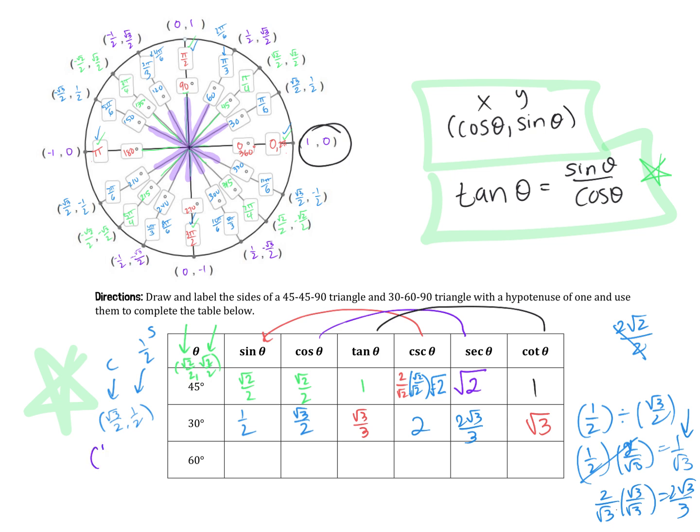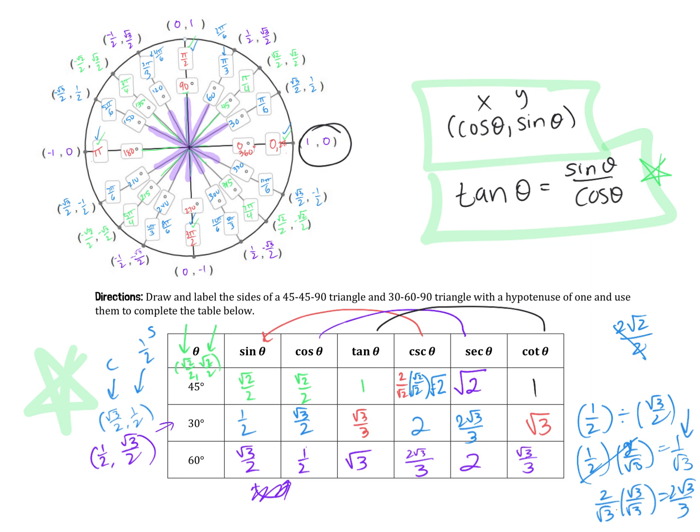All right, last but not least, our 60-degree coordinate is 1/2 and root 3 over 2, which means that cosine is 1/2 and sine is root 3 over 2. So we're just really switching everything that we just did here. So tangent is root 3 over 2 divided by 1/2, which is going to be root 3, which means cotangent is going to be the reciprocal of that, but we need to rationalize. The reciprocal of sine to get cosecant is going to be 2 root 3 over 3, and the reciprocal of cosine to get secant is going to be 2.